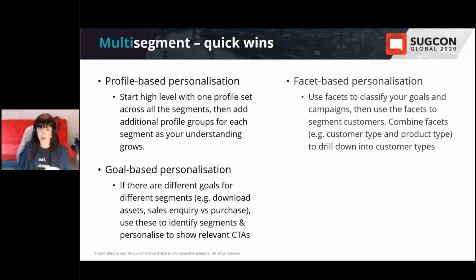Facet-based personalization, so using facets to classify the goals and campaigns, and then using the facets to segment the customers. And then, of course, you can combine the facets. So you may have something like customer type and product type and drill down further into those customer types.